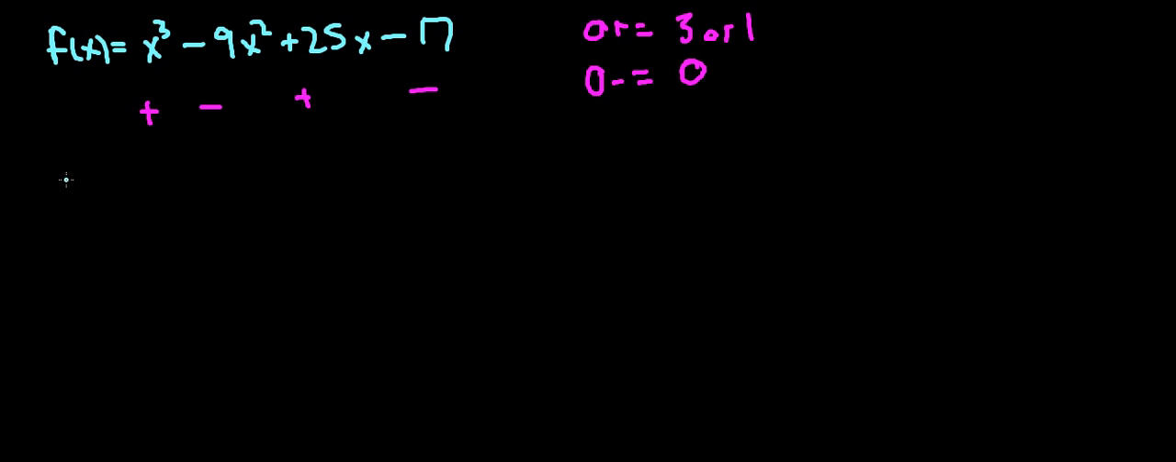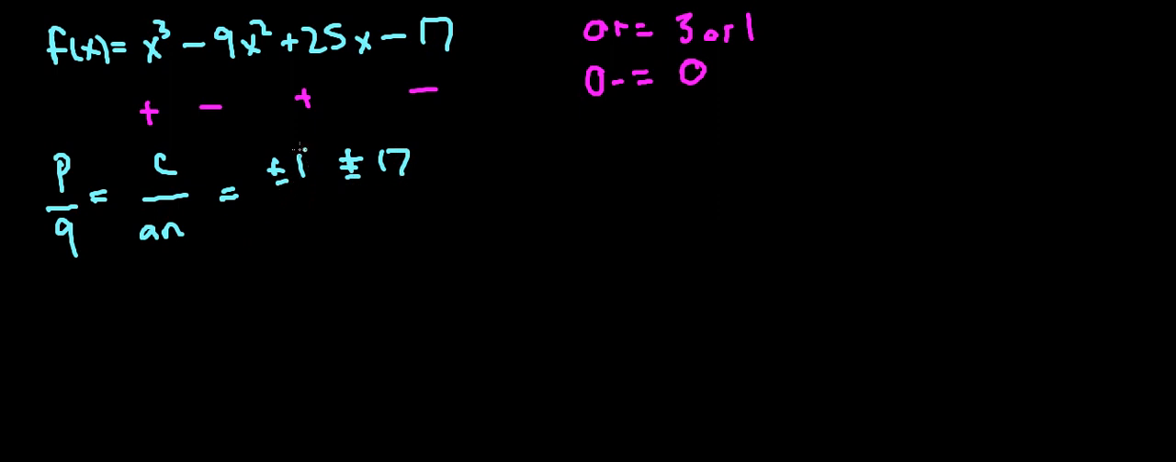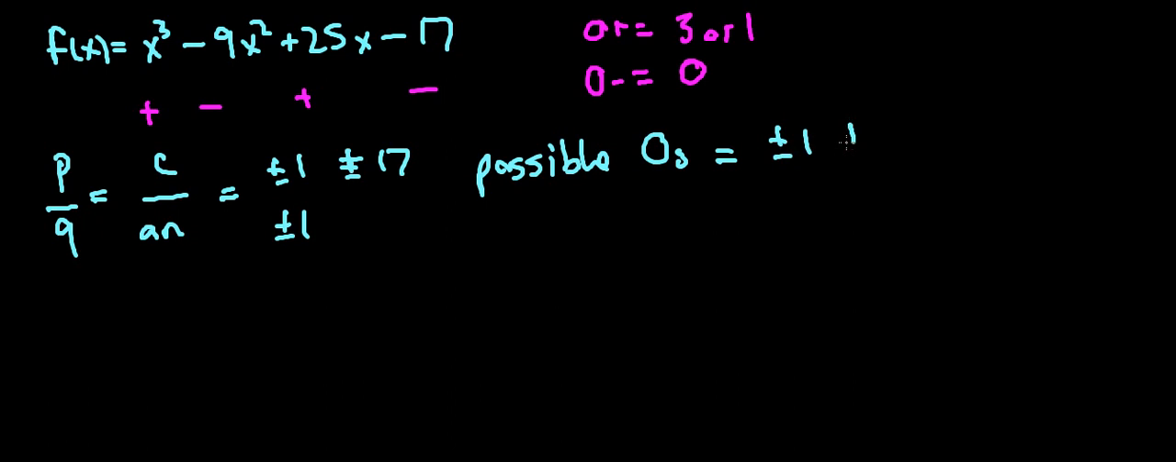So next let's find the possible values for the zeros. We do that with the P over Q test, which is the coefficient of the constant and the coefficient of the leading term. The factors of the constant, which is minus 17, are plus and minus 1, plus and minus 17. And the factors of the leading coefficient are plus and minus 1. So the possible zeros are plus and minus 1 and plus and minus 17.